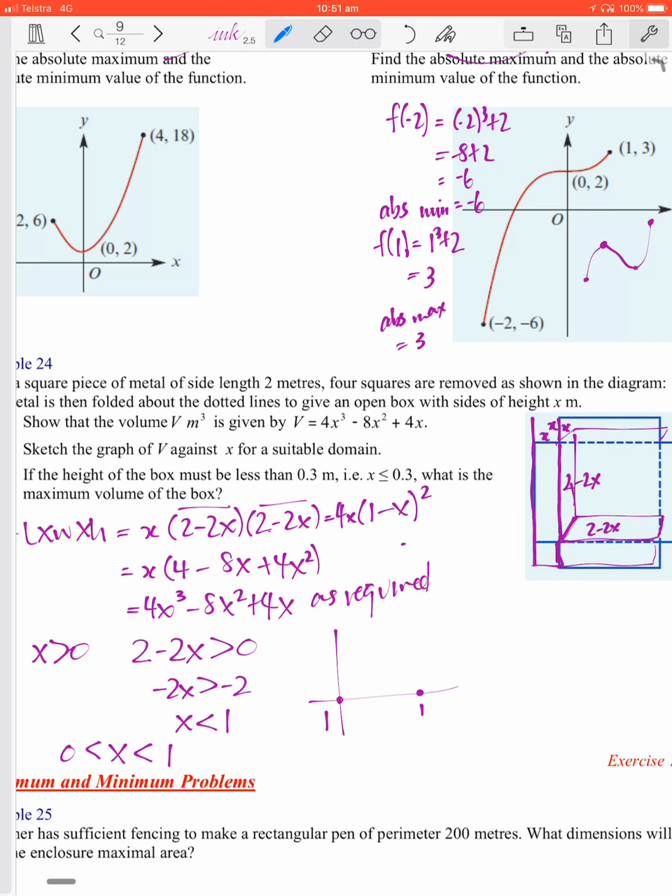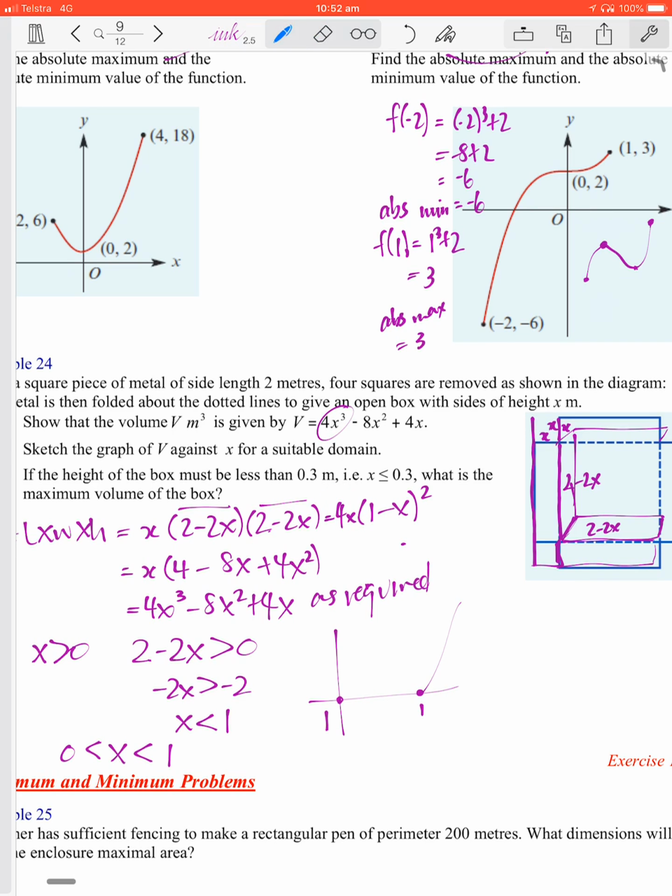Okay, so it's an x cubed, so it's going to go up at the end. And 1 is a turning point, so it's going to turn around and go like that. Now, our maximum is going to occur somewhere between 0 and 1, obviously. The suitable domain, we wanted to restrict it, so between these 2 points.